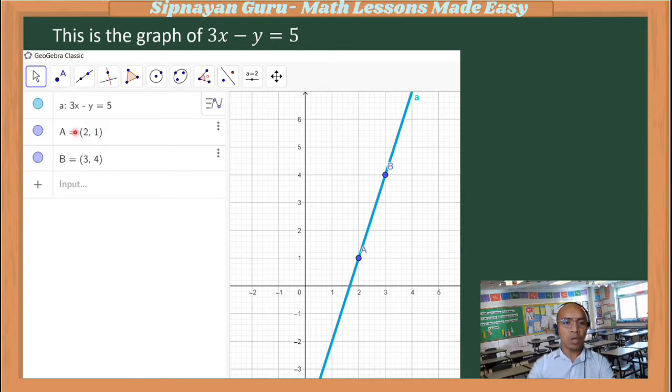We have to check. Our point 1, or our point A, is (2, 1), and our point B is (3, 4). So indeed, this particular line, which is 3x minus y equals 5, really passed through point A and point B.